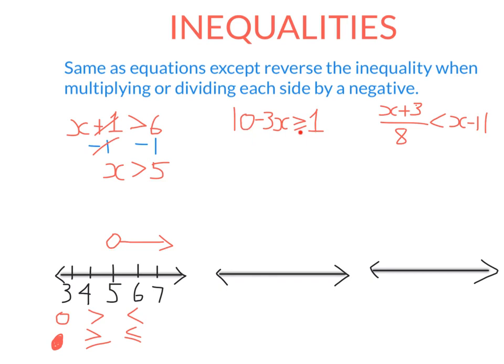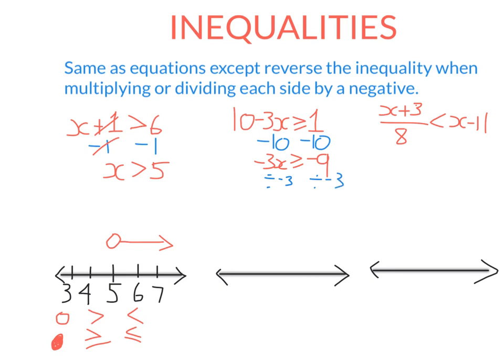Let's look at this one here. Let's start by doing this just like we would for a normal linear inequality. What we would do first is subtract 10 from both sides. So then I would get minus 3x is greater than or equal to 1 minus 10. Now, if I want to get x by itself, I need to divide each side not by 3, but by negative 3. So here, I'm actually dividing both sides by a negative.